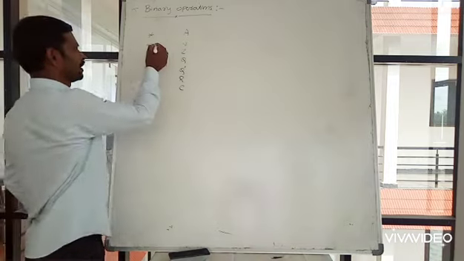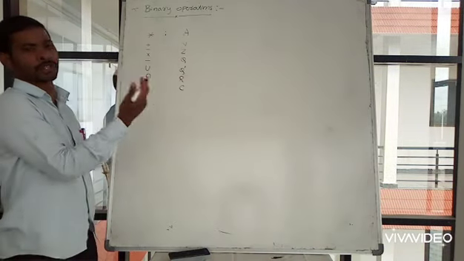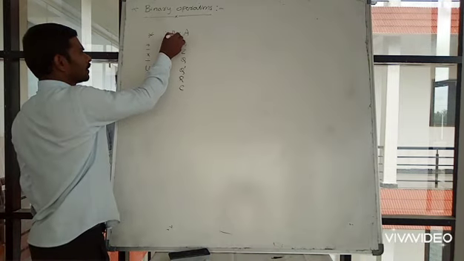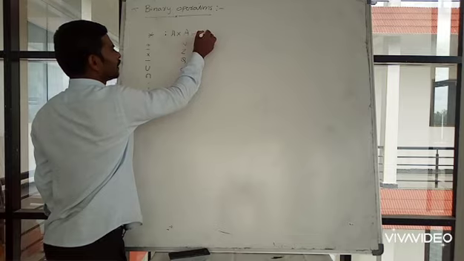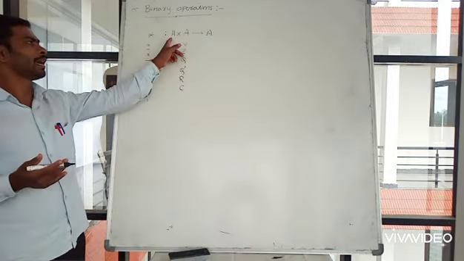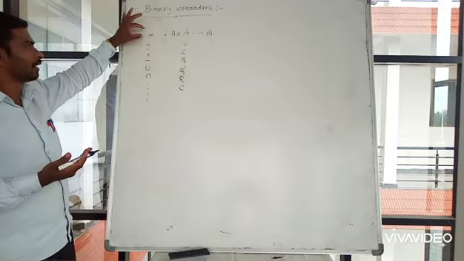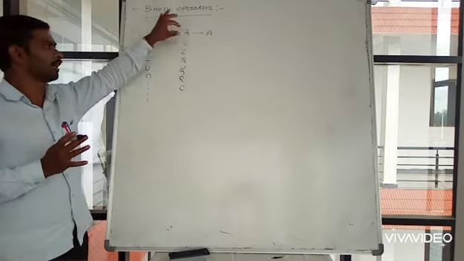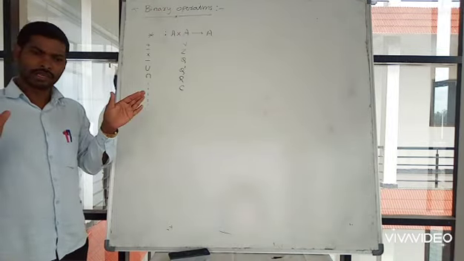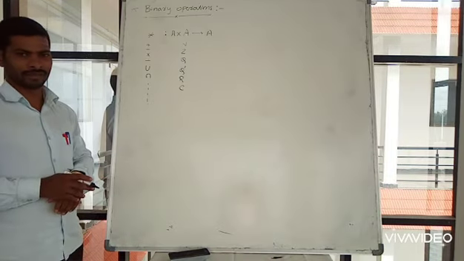Here the condition is that this operation star must be a function from A cross A to the set A. It must be a function from A cross A to A, then only you say that this operation star on the non-empty set A is a binary operation. Otherwise you say that this operation is not a binary operation.